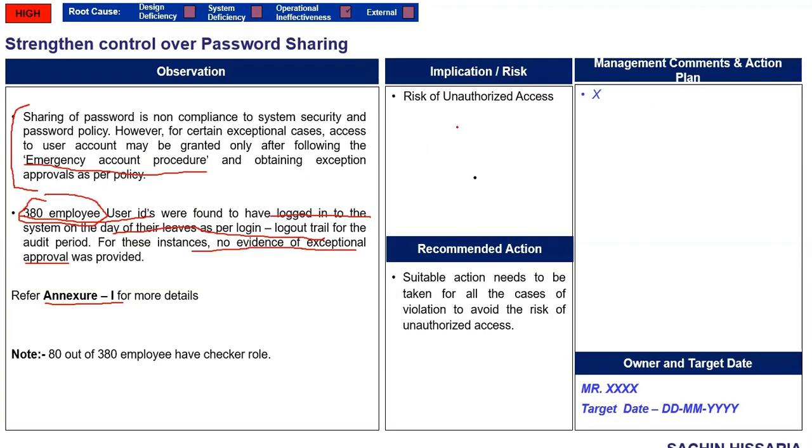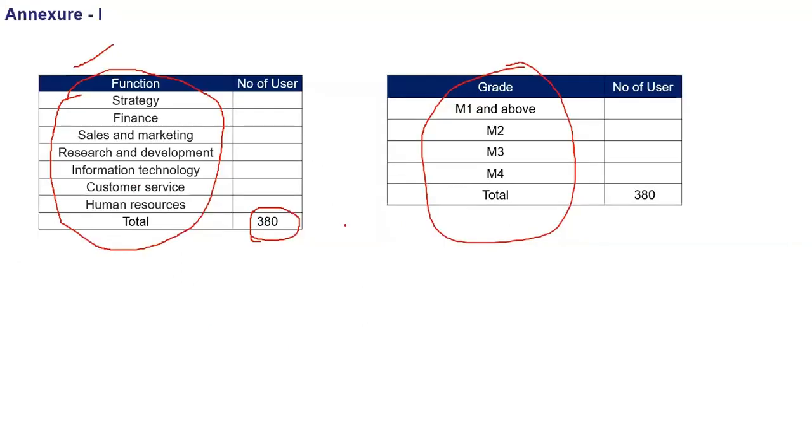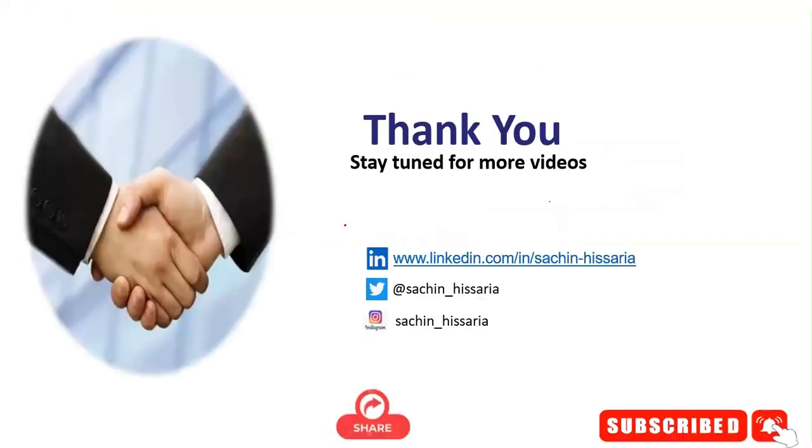You can also see that we have given one more piece of information here, that 80 out of 380 employees have a checker role. The maker checker concept is there, so these 80 employees have the checker role as well. This is how you can present this observation to the management. We have also given the risk and recommendations here. Now we will take the management comment and action plan against this observation. So this is all, guys.